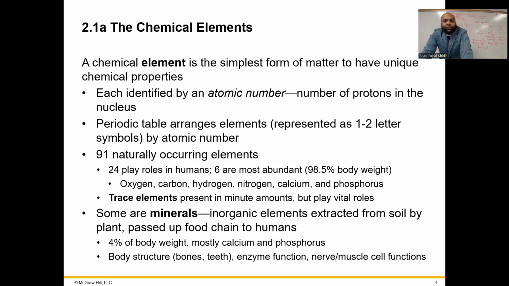If you look at the slides, each element is identified by an atomic number. That is the number of protons in the nucleus. The periodic table arranges the elements, represented as one or two letter symbols, by atomic number. There are 91 naturally occurring elements, but 24 are in our body.